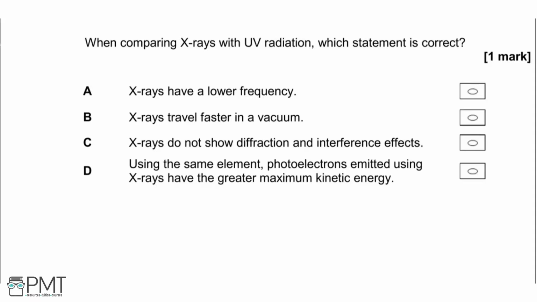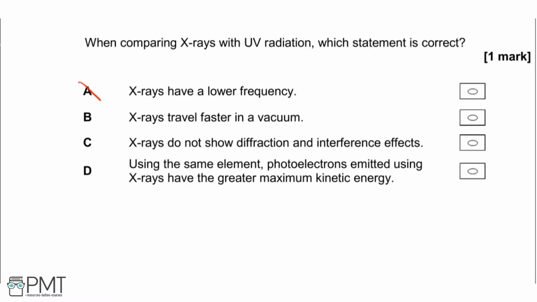Well, we know that that's incorrect because as you move from radio all the way up towards gamma, you increase in frequency, and X-rays just have a higher frequency than UV radiation. But that's just a case of knowing the order of the sections of the electromagnetic spectrum. So it's not going to be A.